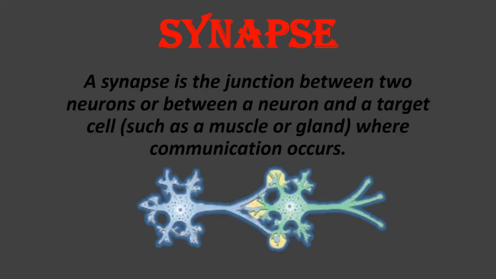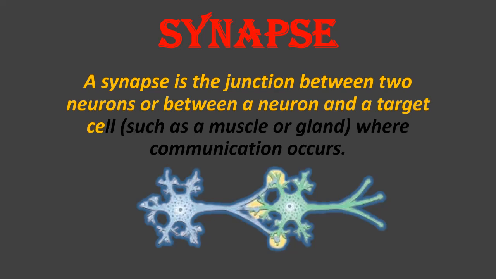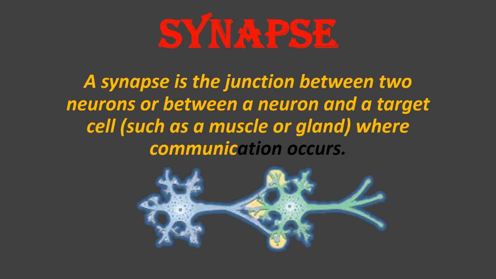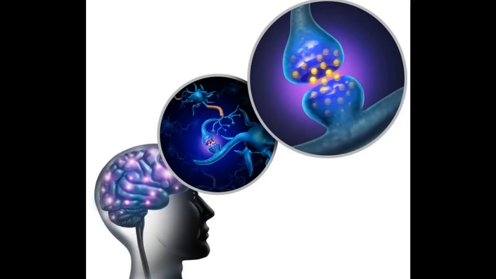Synapse. A synapse is the junction between two neurons or between a neuron and a target cell, such as a muscle or gland, where communication occurs. This communication is crucial for the transmission of signals within the nervous system, allowing for coordination of various functions from reflexes to complex behaviors. Structure of a synapse.